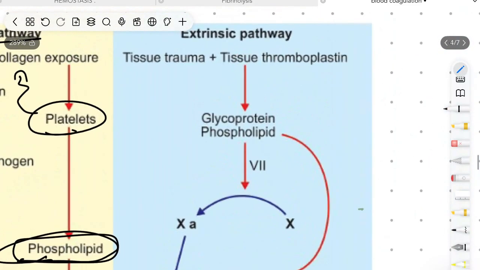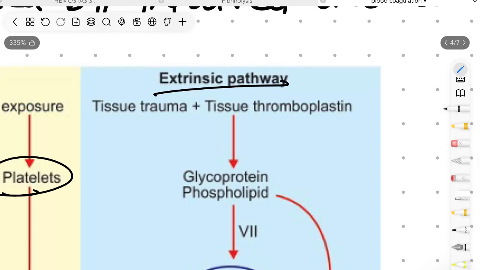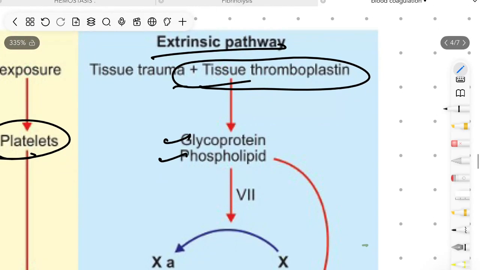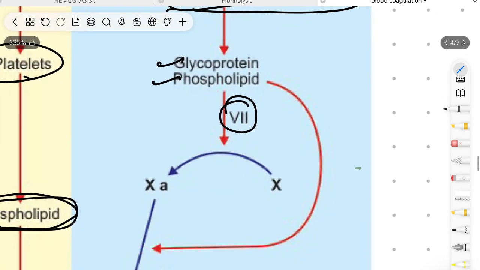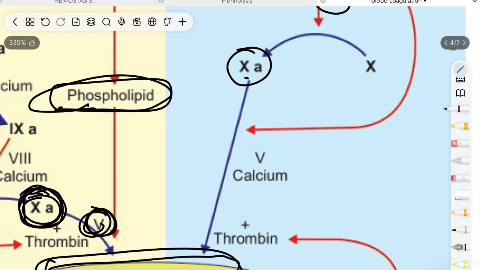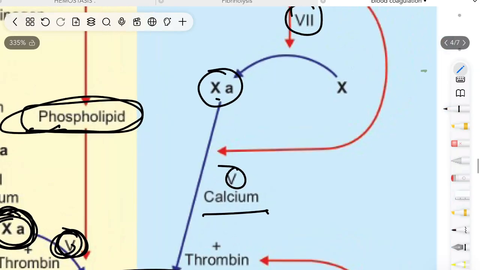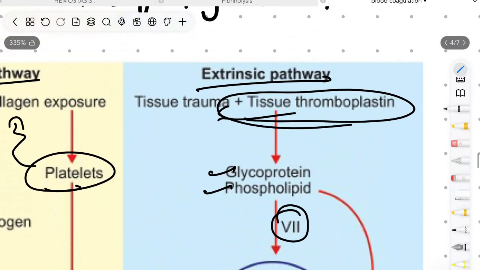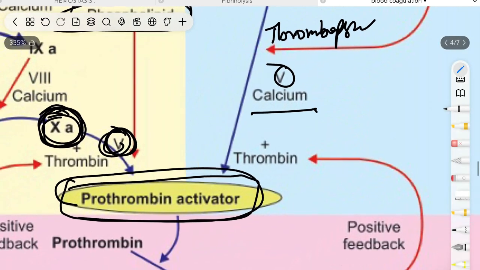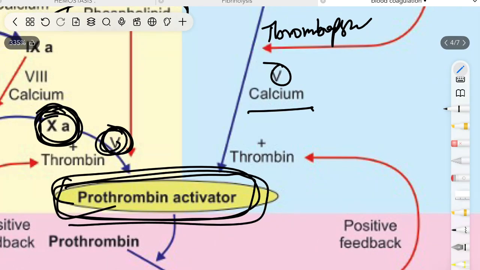Now let us see the extrinsic pathway. In the extrinsic pathway, there is release of tissue thromboplastin, right? This tissue thromboplastin is composed of glycoprotein and phospholipid. Now this tissue thromboplastin, in the presence of factor 7, activates factor 10. Now this activated factor 10, in the presence of calcium, factor 5, and the thromboplastin, forms the prothrombin activator.